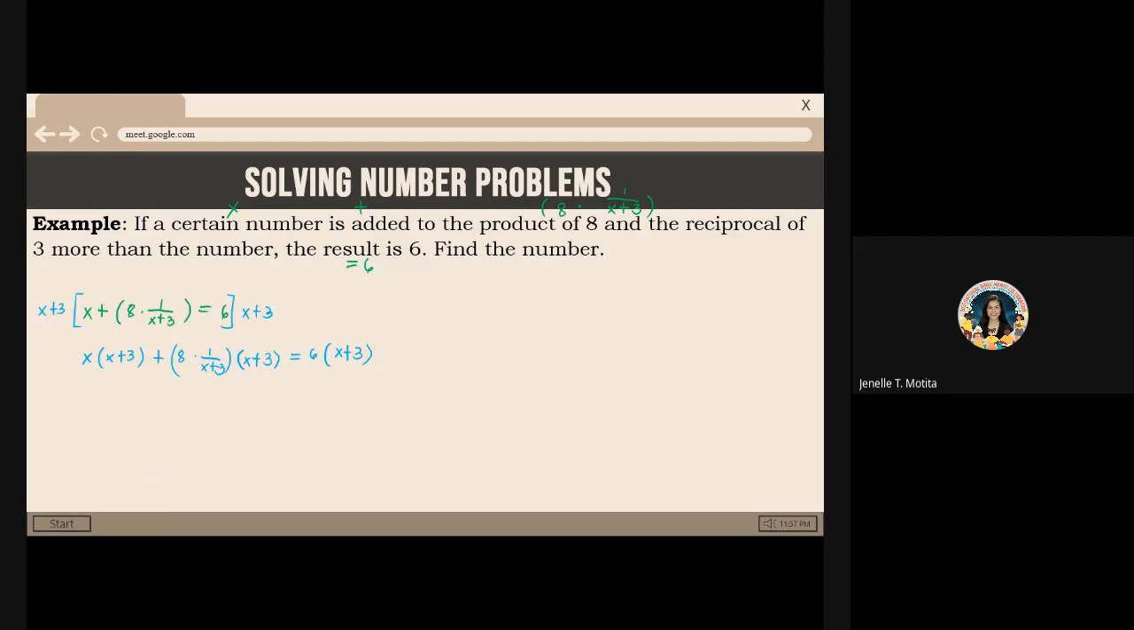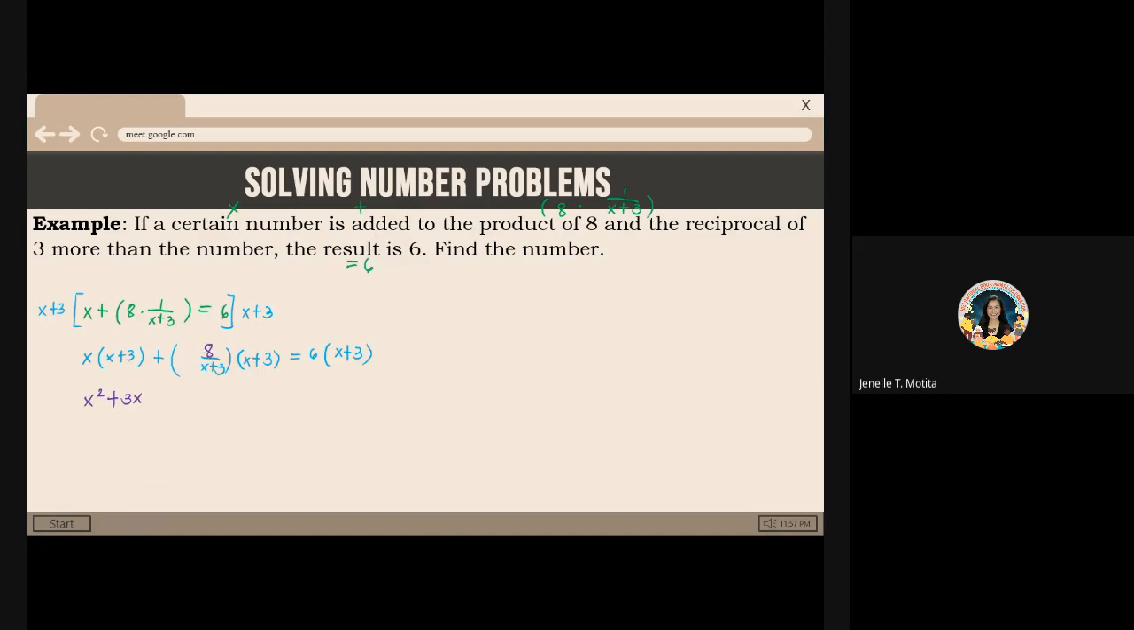Okay, and now we simplify. We got x times x plus 3, that will give you x squared plus 3 times x, 3x. And then let's have here 8 times 1, by the way. Dapat pala sinimplify na natin to, no? So 8 times 1, that will just give you 8. Okay, let me delete this one. So this will be equal to 8.